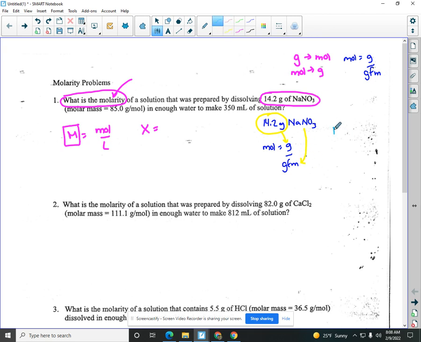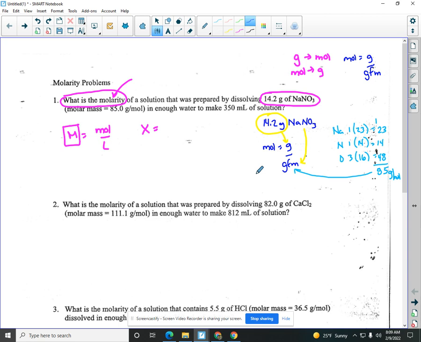So let's go. Na is one of them at 23. N is one of them at 14. O, there's three of them at 16 apiece. So that's 23, 14, 48. 8, 12, 15... 4, 5, and 3 is 8. So it's 85 grams per mole. Running out of room there. Okay, that's going to go here, where the gram formula mass is.